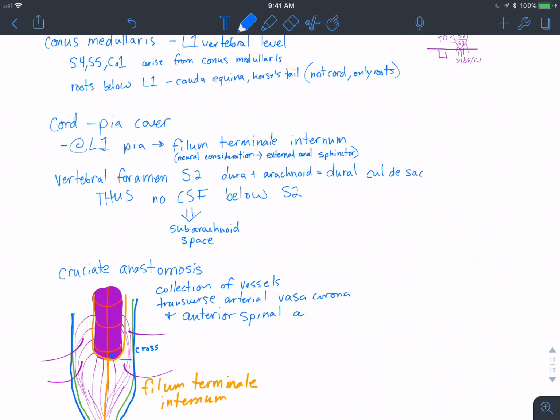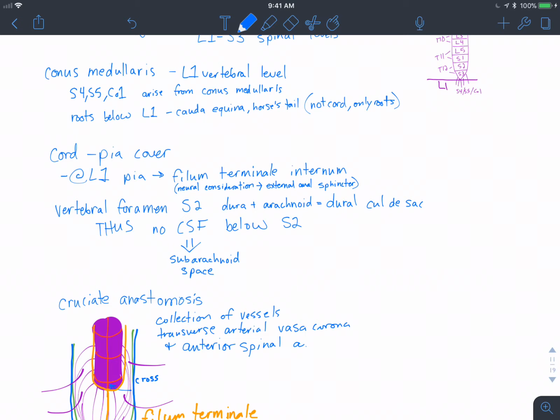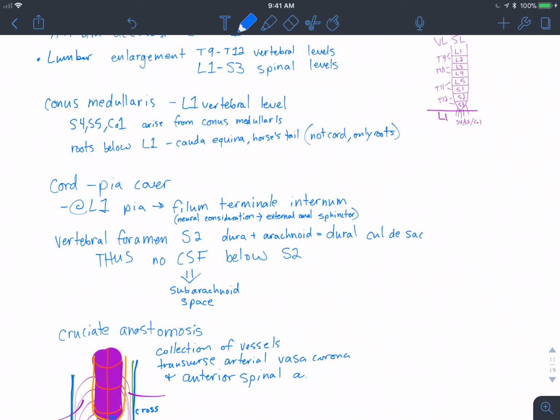With that, keep in mind that pia is covering the cord, right? So once we get down to that L1, and that conus medullaris, that pia mater is going to come together into one strand. Okay, so we call that the filum terminale internum, pia mater. Okay, now sometimes there are nerve considerations with this that can affect sphincter control, and we'll talk about that in another minute. Okay, but keep that in mind. There might be a nerve in there.